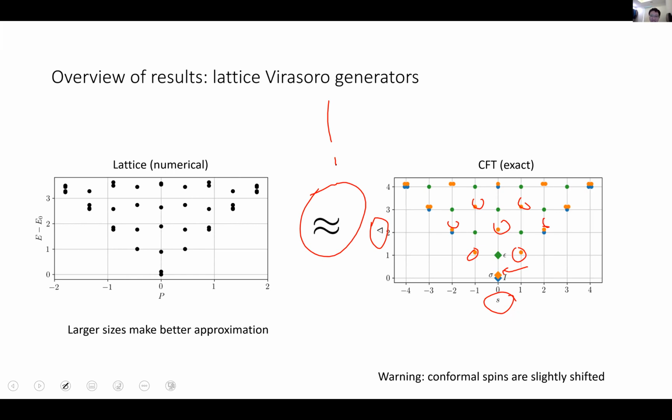And of course, you see that the left-hand side is not completely equal to the right-hand side. That is because it is working at finite sizes. Usually when you have a finite size quantum spin chain and a continuum description, there are always finite size corrections. And it is generally known that large size makes better approximations.